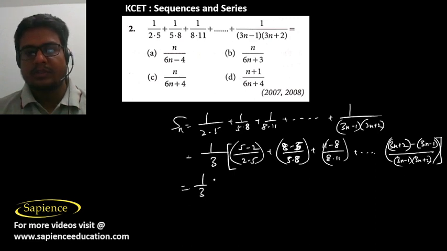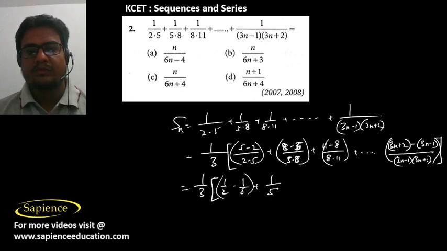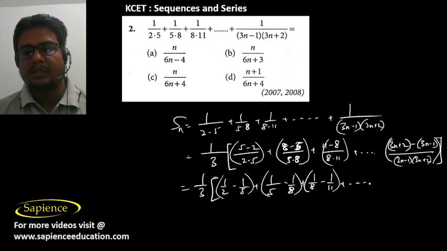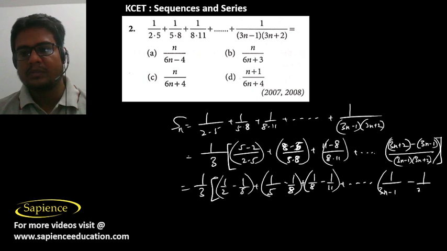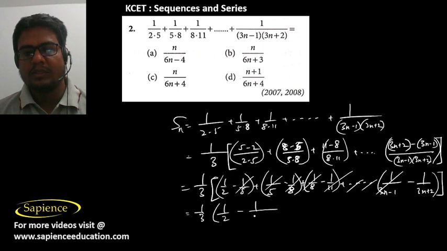So this will be 1 by 3 into, this I can write as, 1 by 2 minus 1 by 5 plus 1 by 5 minus 1 by 8, and this is 1 by 8 minus 1 by 11 plus, so at the end it will come 1 by 3n minus 1 minus 1 by 3n plus 2. So all these terms will get cancelled and only the first and the last term will remain. So 1 by 2 minus 1 by 3n plus 2.